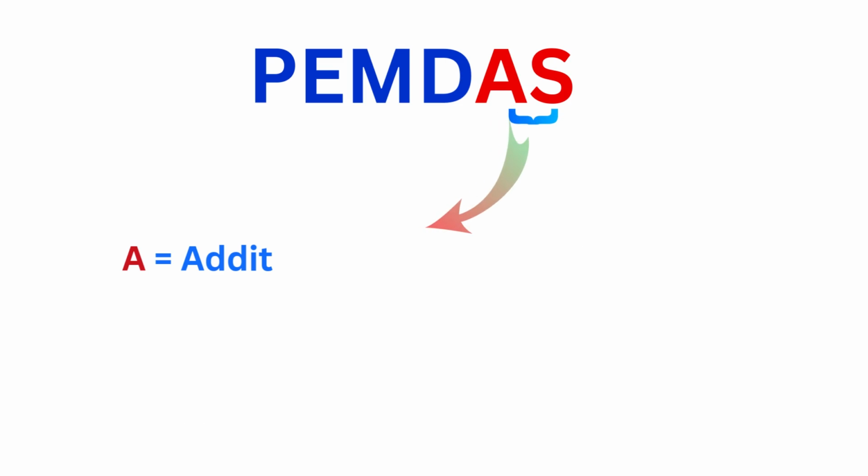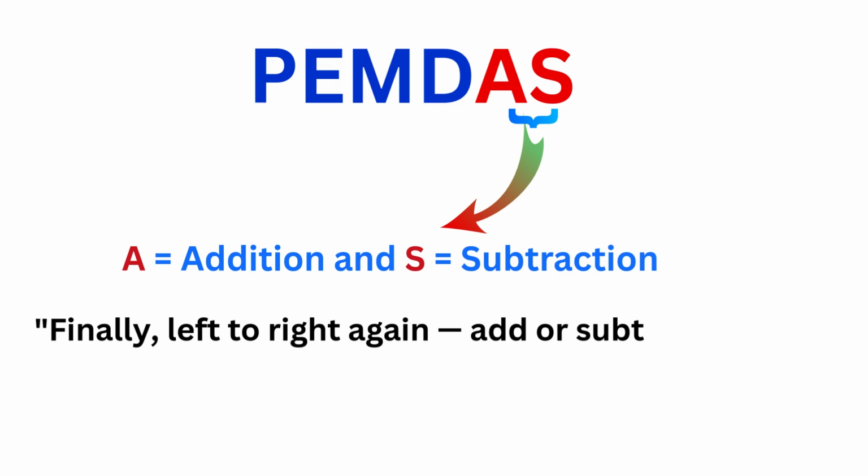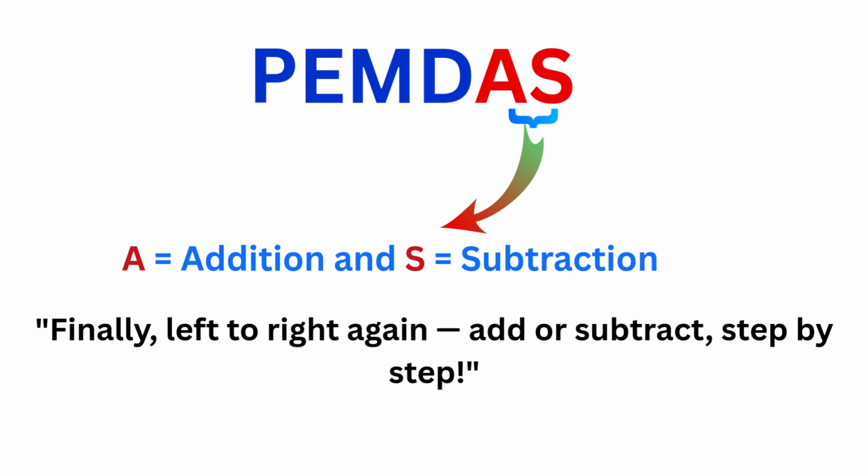A equals addition and S equals subtraction. Finally, left to right again. Add or subtract, step by step. Example, 8 plus 2 minus 1 equals 9.